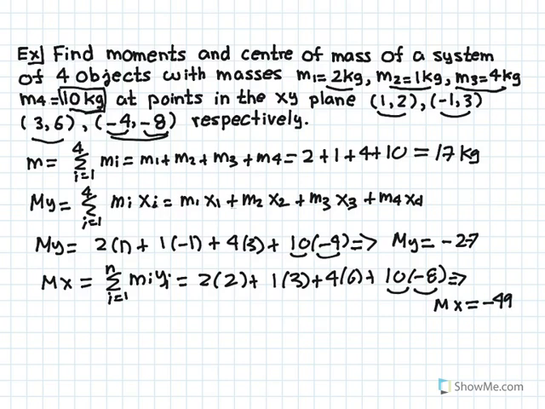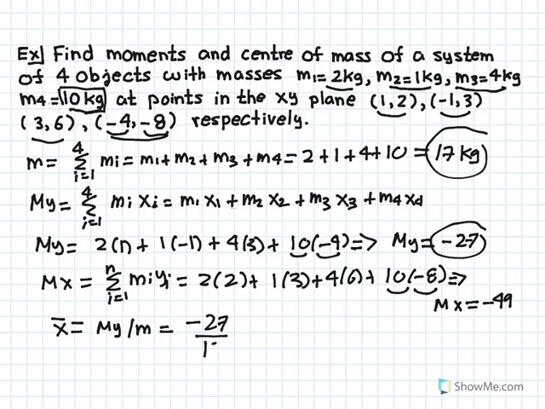Now we can calculate the centroid. X bar is equal to My, the moment about the y-axis, divided by m. This is equal to, well, My is just minus 27. We calculated that, minus 27, and m is the sum of all the masses, that's 17 kilograms. If we decimalize this, we're going to get negative 1.59.